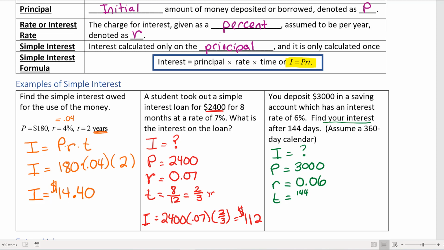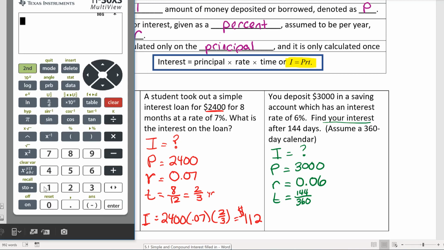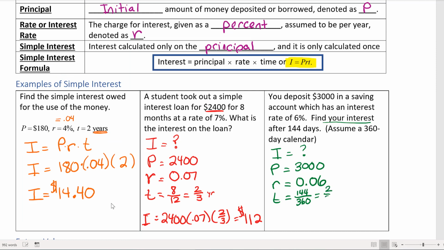So if I have 144 days out of 360, because it's recommending we use a 360-day calendar, then I can reduce that. If I take 144 over 360, I probably could have just typed it in my calculator that way, but this does reduce to 2/5. So when I plug it in, I have I equals P, which is 3,000, times my rate, which is 0.06, times my time, which is 2/5 of a year.